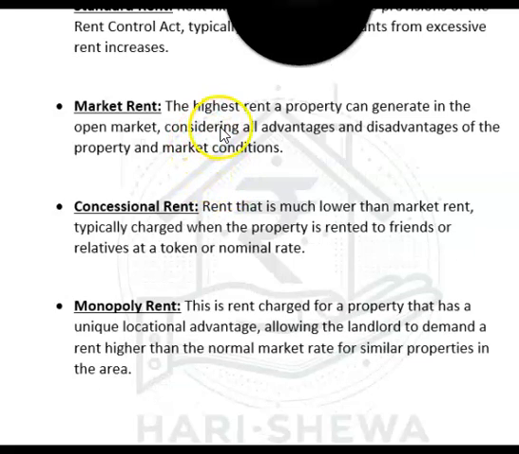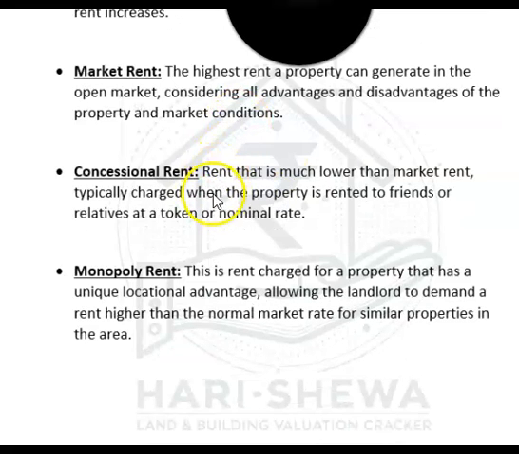Market rent. The highest rent a property can generate in the open market, considering all advantages and disadvantages of the property and the market condition. Concessional rent: rent that is much lower than the market rent, typically charged when the property is rented to a friend or relative as a token or nominal rent. आप अपने ब्रदर को मकान रेंट पे दे रहे हो या किसी फ्रेंड को दे रहे हो तो मार्केट रेंट से काफी कम रेंट लेंगे उनसे. That is called a concessional rent.